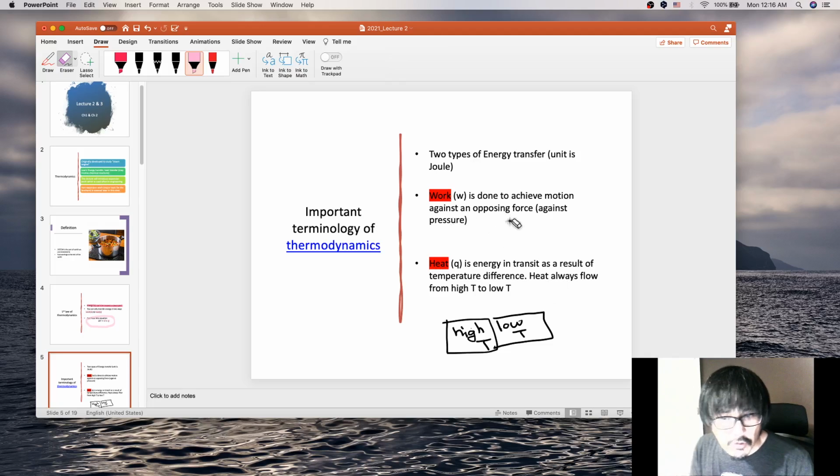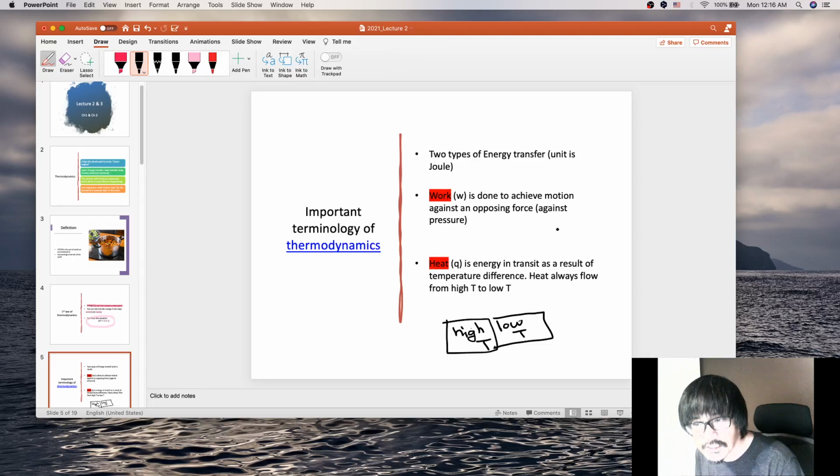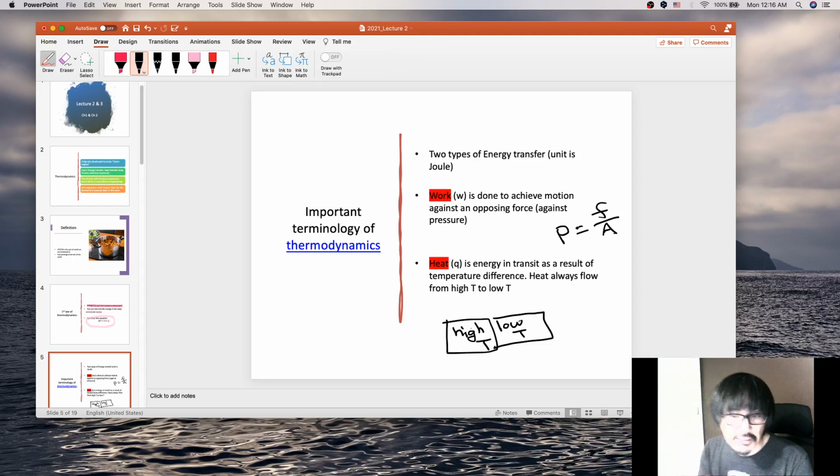Then let's dive in a little bit more into work and heat. Work is done to achieve motion against an opposing force. Most of the time we are going to be dealing with pressure, because pressure is by definition force divided by area, or force per unit area. So force and pressure are pretty much proportional, given that the contact area is constant, which is usually the case.